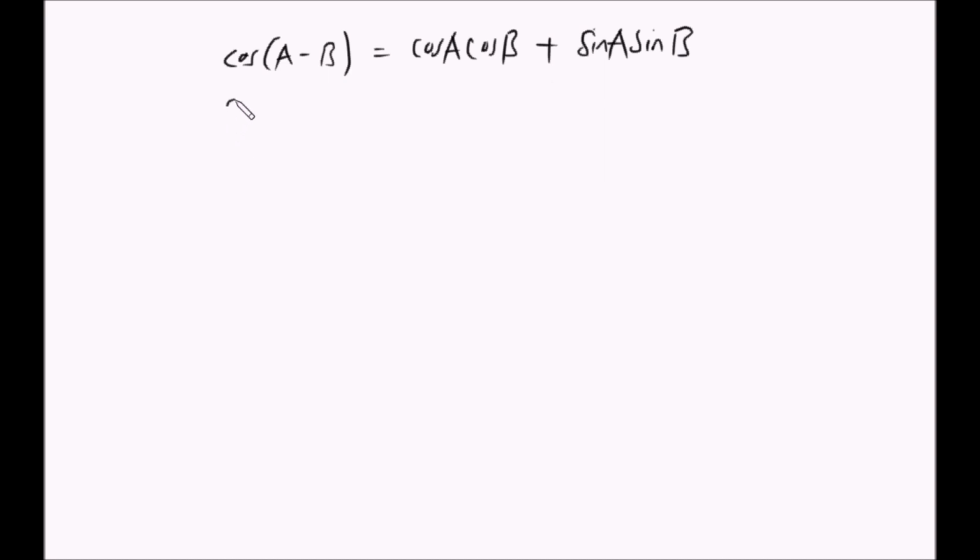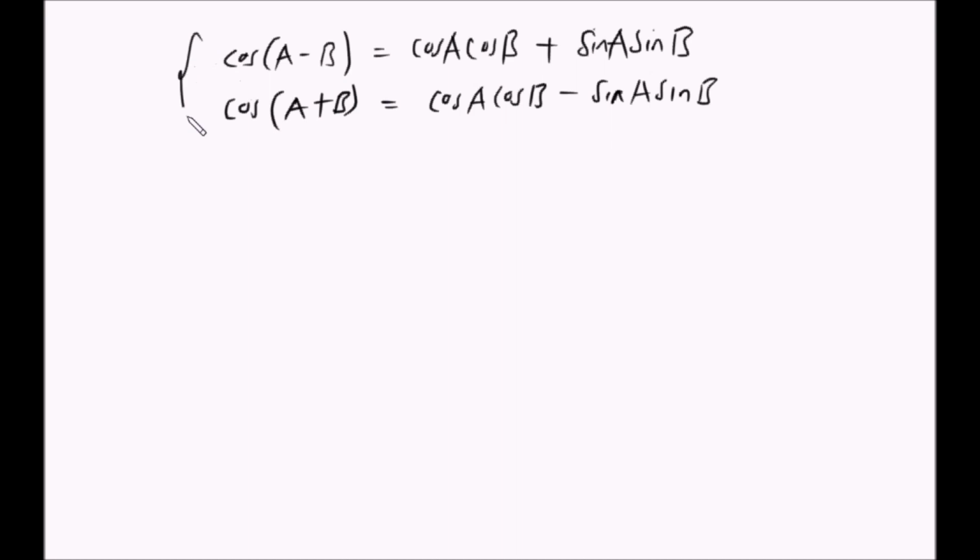So again, going back to Form 4, we said that cos of A minus B is equal to cos of A times cos of B plus sine of A times sine of B. But we also said cos of A plus B is equal to cos of A times cos of B minus sine of A times sine of B. So then, to derive the integral of the product of sines we subtracted these two equations. This time, to derive the integral of the product of cosines we will add.